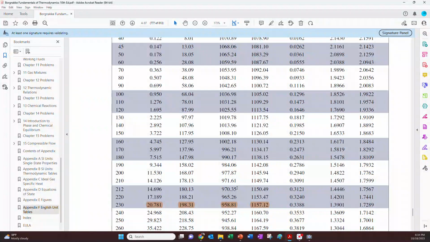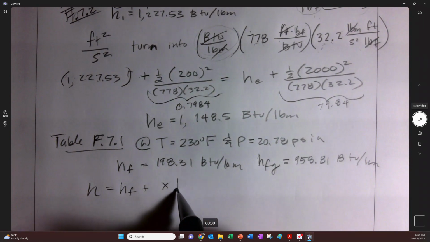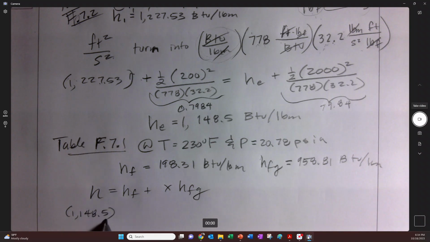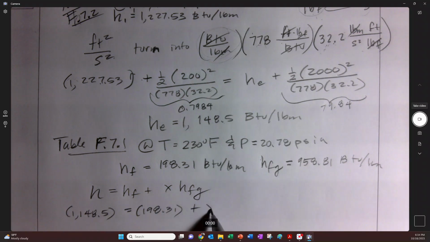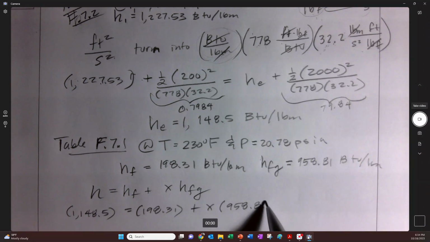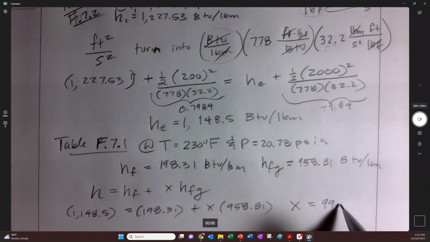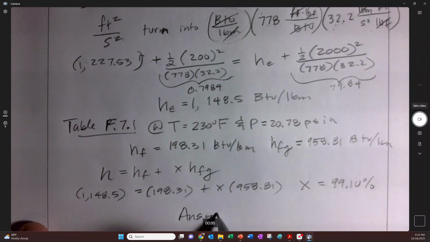And so we could write h is equal to hf plus x times hfg. We can write in 1,148.5 equals 198.31 plus x times 958.81, and we get an x equal to a boring 99.10%. So that's pretty much the identical problem that we had in the other one.